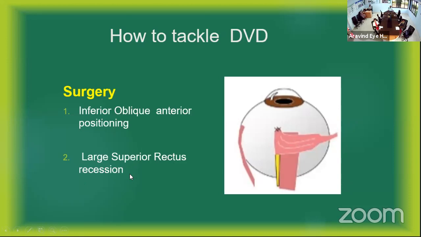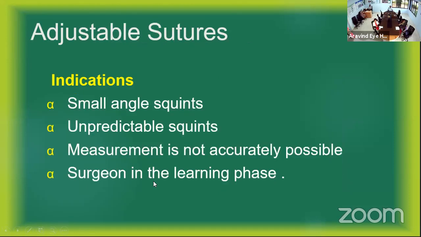So that is where the plication comes into effect. So with this, most of the things are taken care of: ESO, EXO, and the associated DVD, pattern deviations, and oblique overactions. So now we'll talk about adjustable sutures, because we want to give a good outcome.